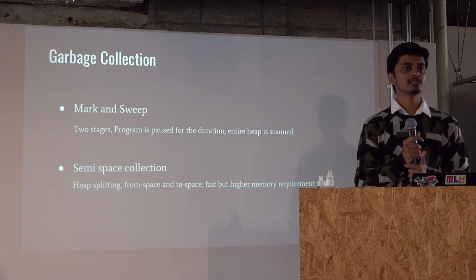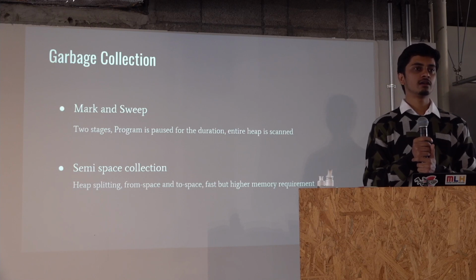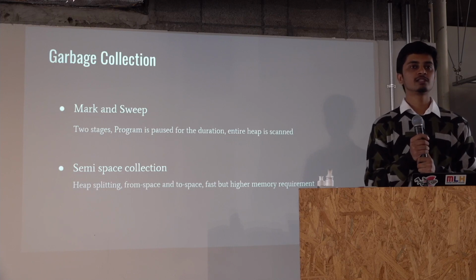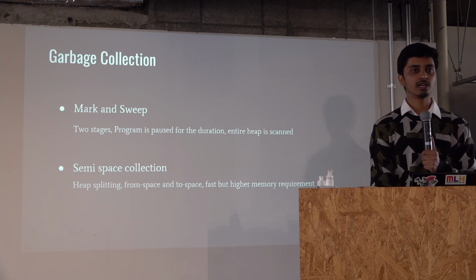While the semi-space collection is faster, it is not very accurate in comparison to mark and sweep. So a combination of both of these is employed in order to keep garbage collection accurate as well as faster.